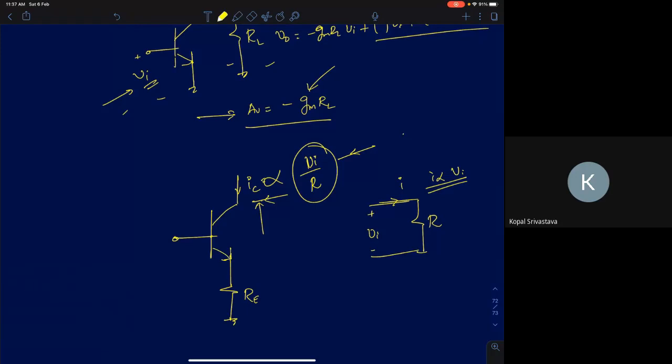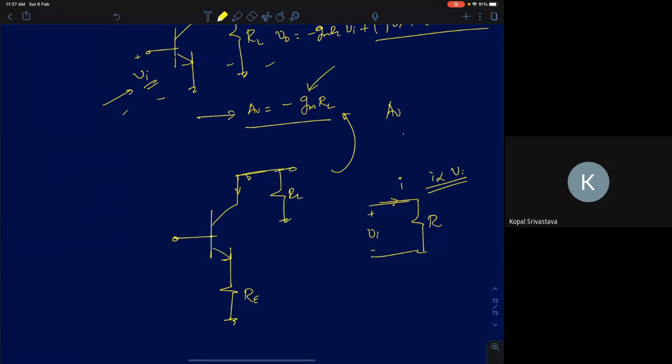In that case, what do you think will be the voltage gain? If I assume your current is VI by R, and I connect a load resistance here, your gain will be minus RL by R. So it's now a ratio of two resistors. Generally these resistors are external resistors, so I'm talking about discrete design.